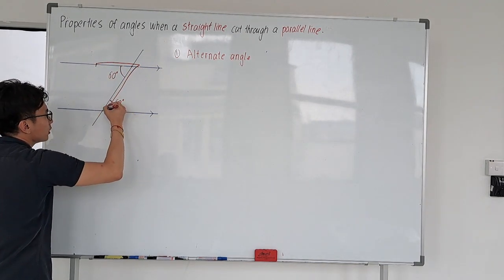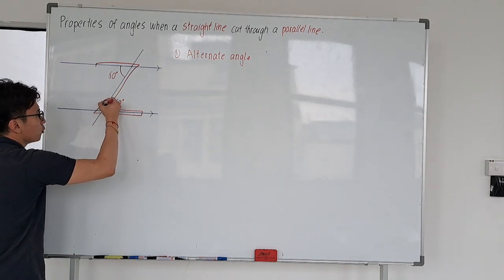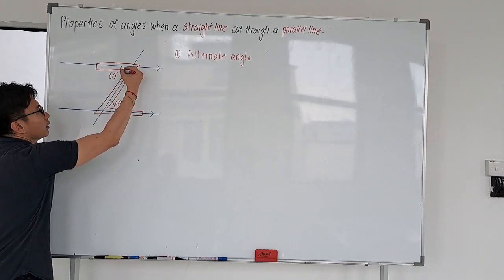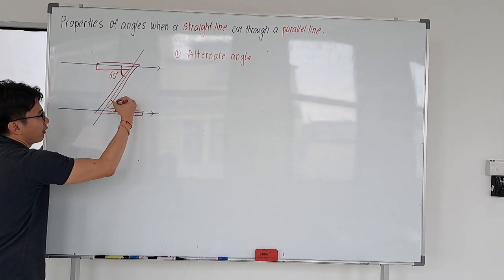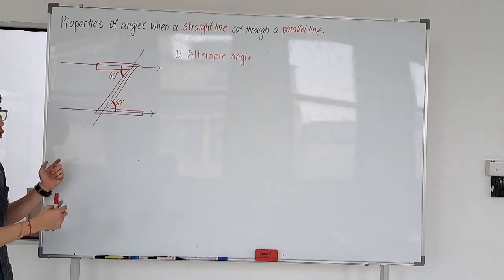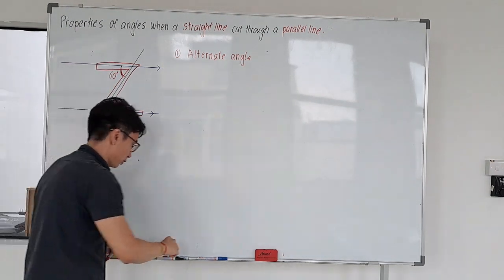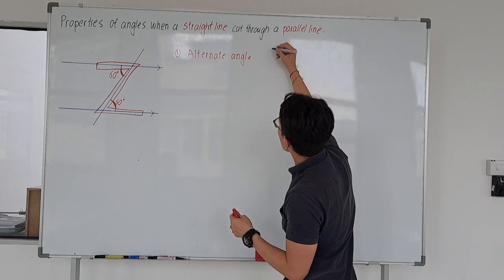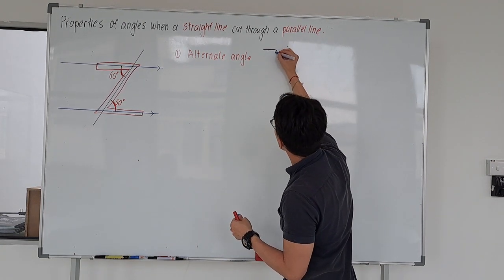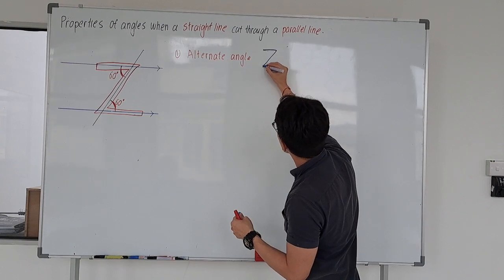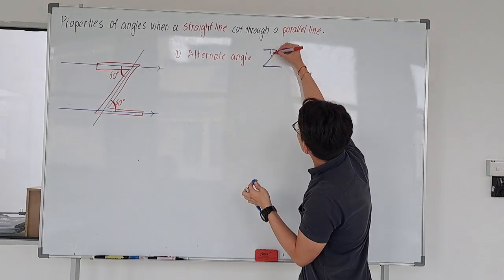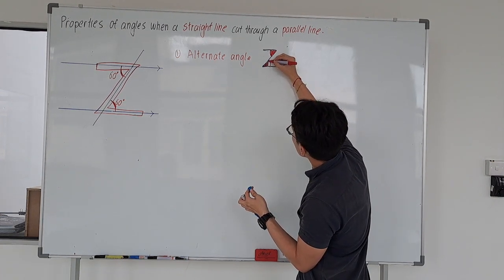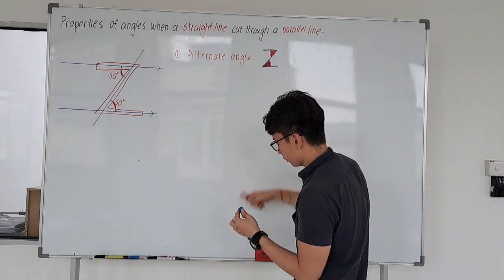So you might see something like this, a Z shape. The armpit of the Z shape, this is how I like to call it, has the same angle. I will put more reference here, so it is represented by the Z shape. This angle and this angle are the same. So I can make a note here.